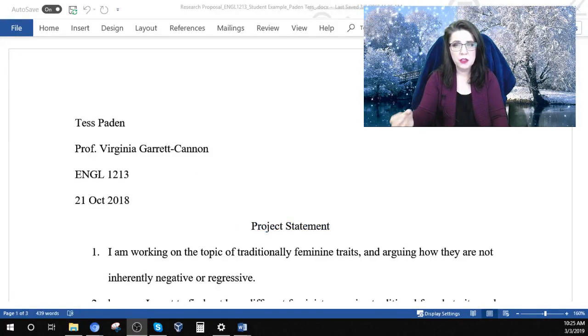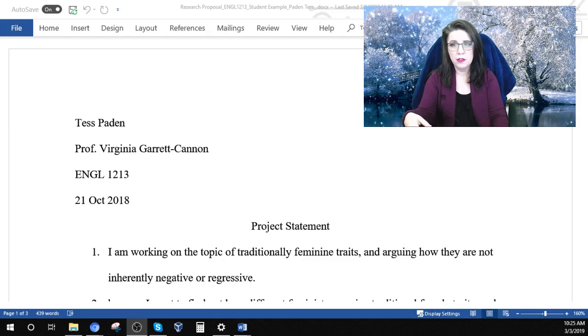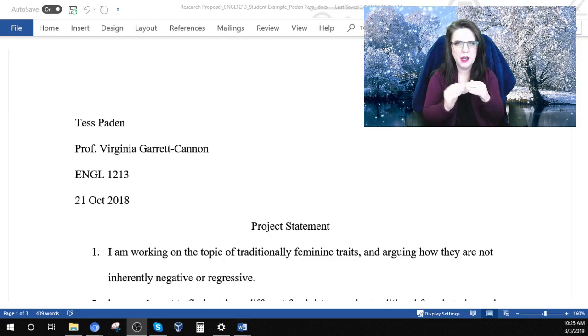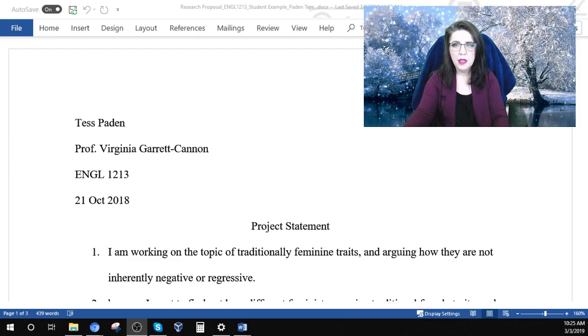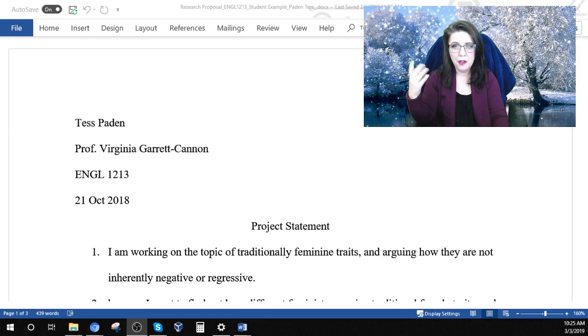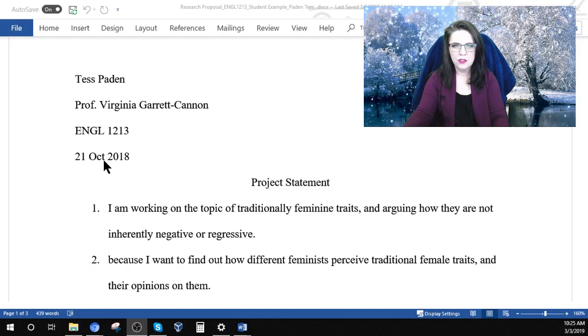Now for my Composition 2 students, you're going to be applying a critical lens within your research essay. So you're stepping it up a notch more than what the Composition 1 students do. So let's look at a Composition 2 research proposal. Again, the header is on the paper. You just can't see it because of my face being on the screen. This is written by Tess Payton. The only thing that's missing is the period after October.